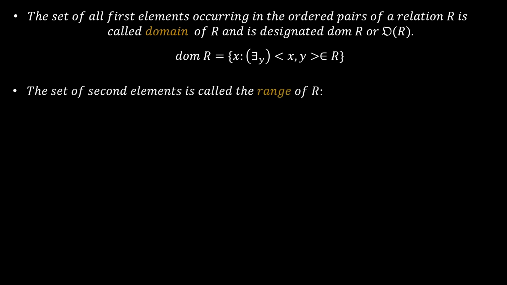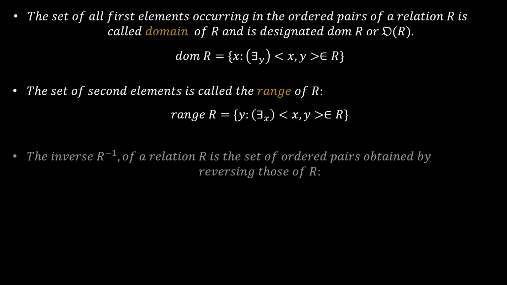Now the set of second elements is called the range of R, and that is the y's. So if you get a set of y's, that is called the range of R. The range of R is all the y's such that there exists an x for which (x, y) is an element of R. The inverse also obviously means you're swapping x and y, so that y comes first and x comes second. This is how we've done it: the inverse of R is the set of (x, y) such that (y, x) is an element of R.